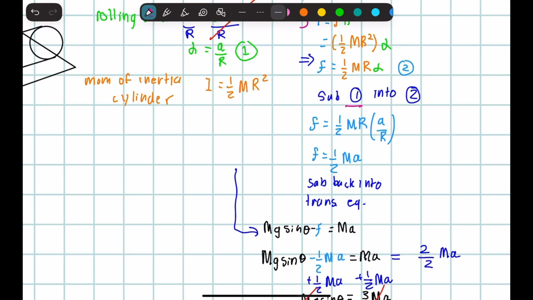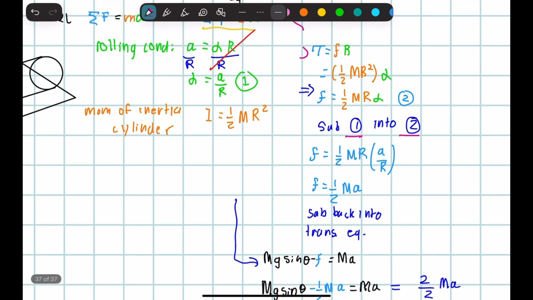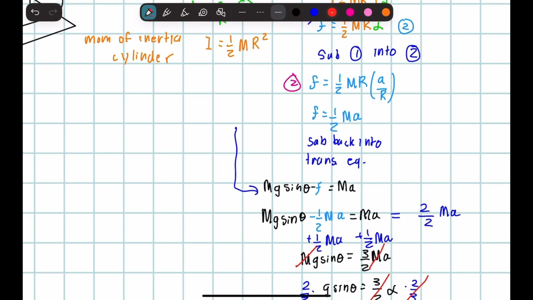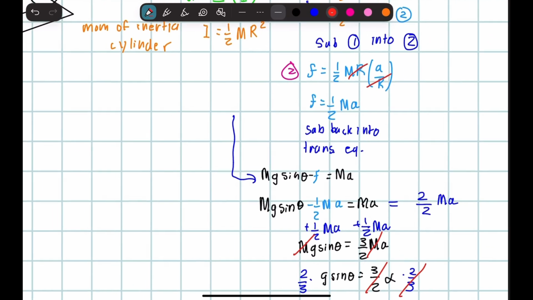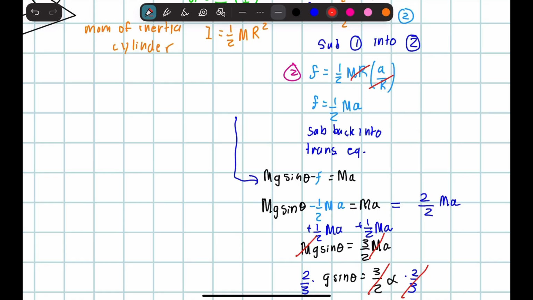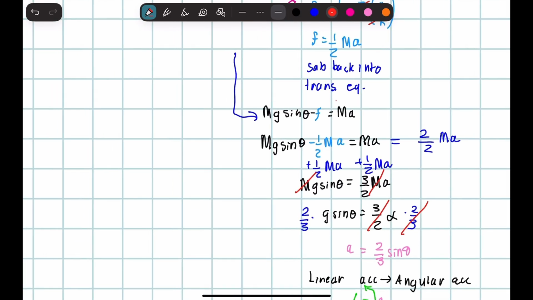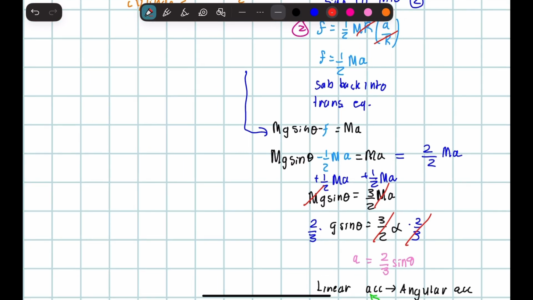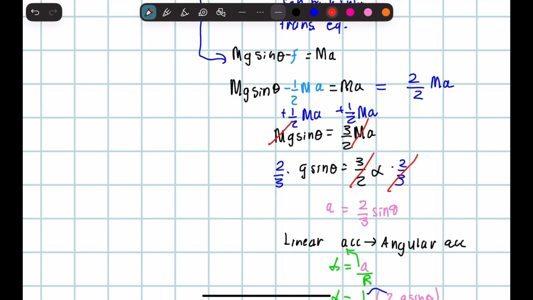Now we substitute the first equation into the second equation. In equation 2, instead of alpha, we substitute in acceleration divided by radius, and the radius cancels out. So you have F is equal to 1/2 ma. Now you want to substitute this F back into the translational equation, which is mg sine theta minus F equals ma. That's the net force, which is equal to the mass times acceleration.